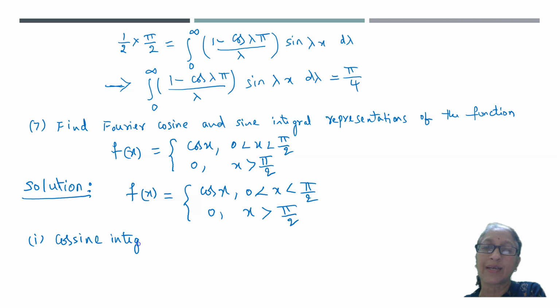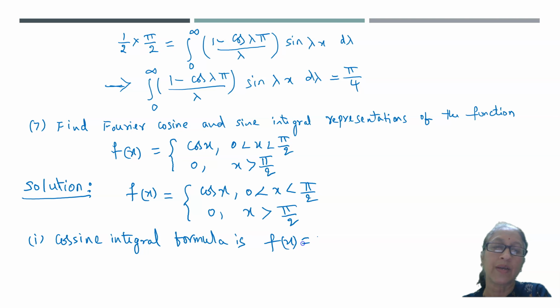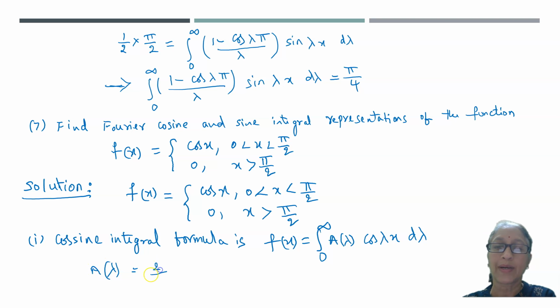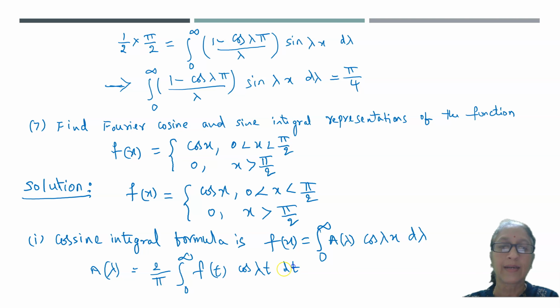The cosine integral formula is f(x) equal to the integral from 0 to infinity of A(lambda) cos(lambda x) d lambda, where A(lambda) equals 2 by pi times the integral from 0 to infinity of f(t) cos(lambda t) dt. So using this formula, first let us find A(lambda).